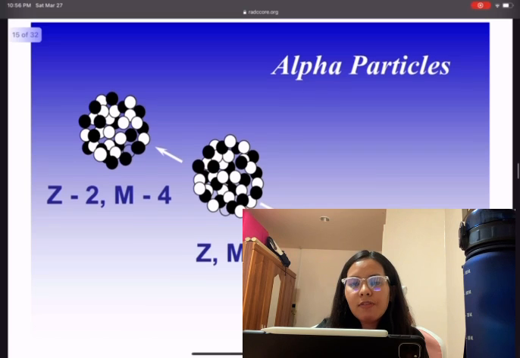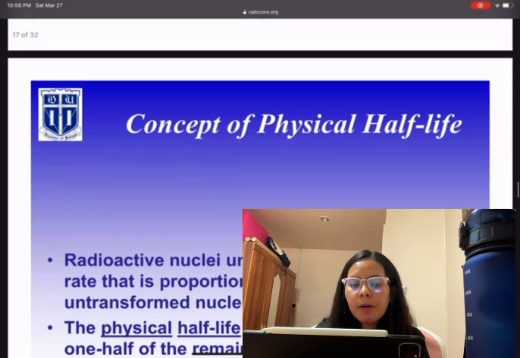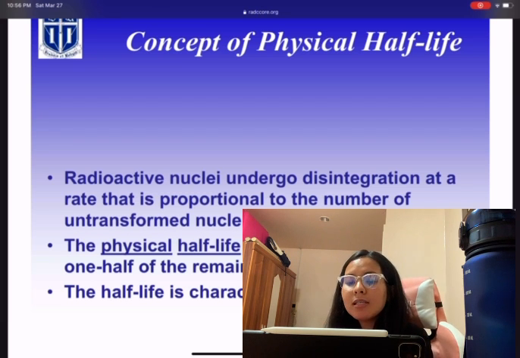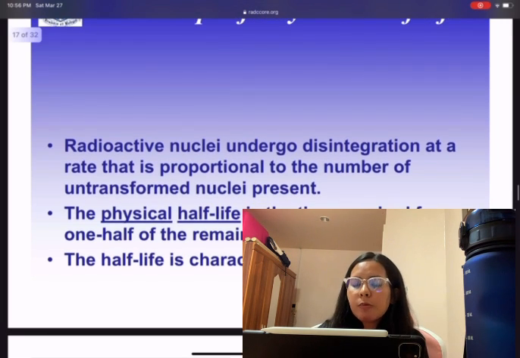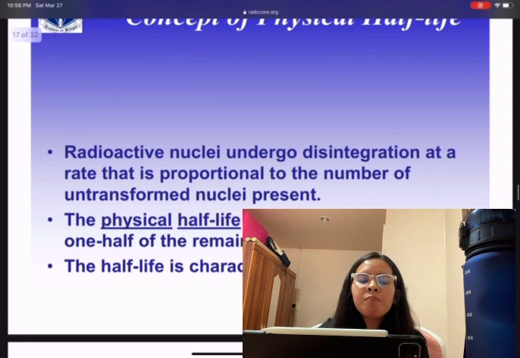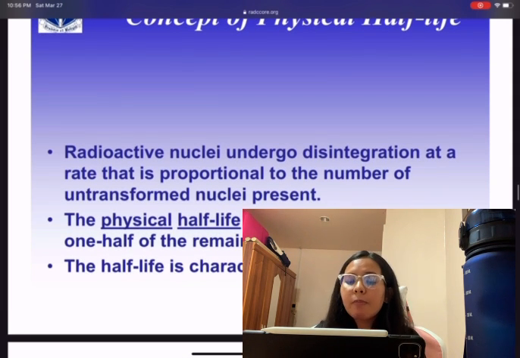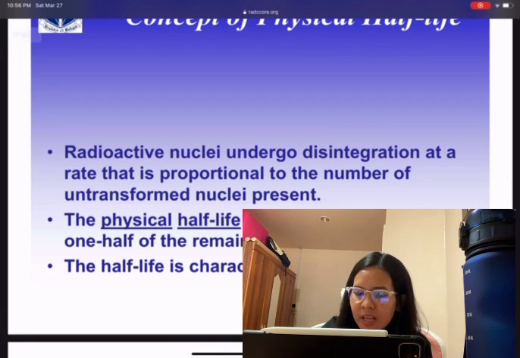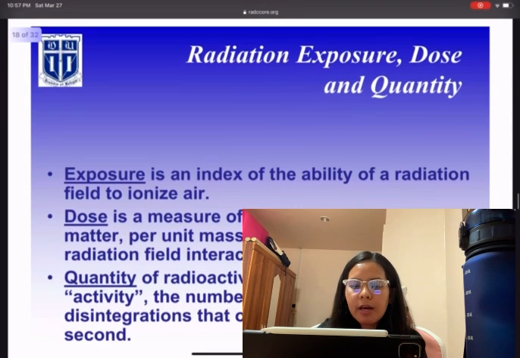So these are the alpha particles and the beta particles. Now the concept of physical half-life: radioactive nuclei undergo disintegration at a rate that is proportional to the number of untransformed nuclei present. The physical half-life is the time required for one half of the remaining nuclei to transform. The half-life is characteristic of the radionuclide.